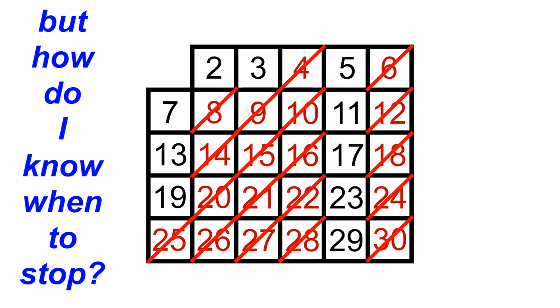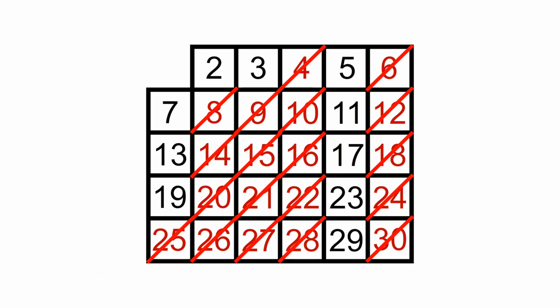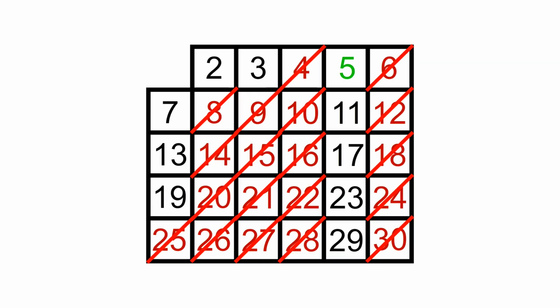But how do I know when to stop? Well, the algorithm only runs until we reach the square root of n, or in our case, 30. Since the square root of 30 is approximately 5.5, and the next number in our unmarked sequence is 11, we can assume that all composite numbers on the list have been marked by our other primes.